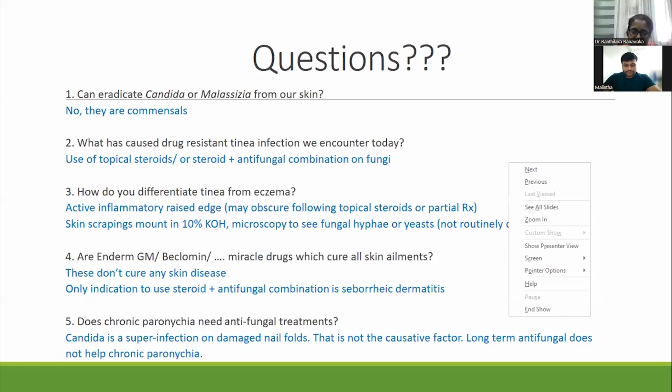So initially we treat with itraconazole for 5 days. But after that, the patient is continuously on cytotoxic drugs, right? So the predisposing factor is immune suppression. We can't stop that. But for prophylaxis, we can give fluconazole 150 milligram weekly. That is for prophylaxis, not for treatment. For treatment, we give itraconazole for 5 days.